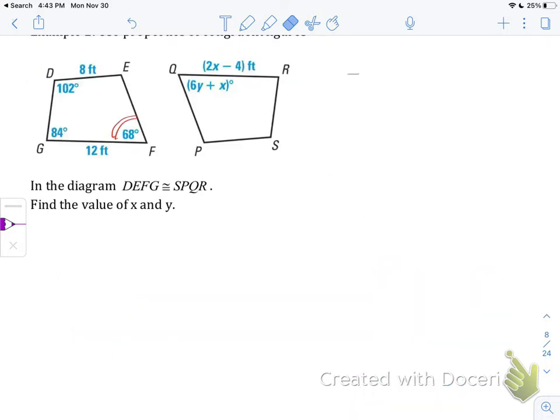Okay, so here they want you to find X and Y. So once again, I have this congruency statement. Based on the statement, let's label the figure. So angle D, I'll give 1 hash mark, and that's going to be equal to angle S. Angle E, I'm going to give 2 hash marks, and that's going to be equal to angle P.